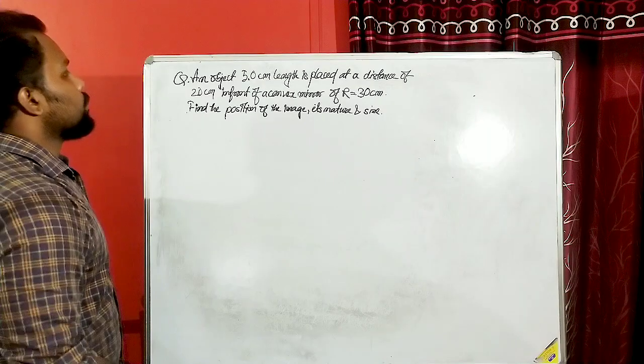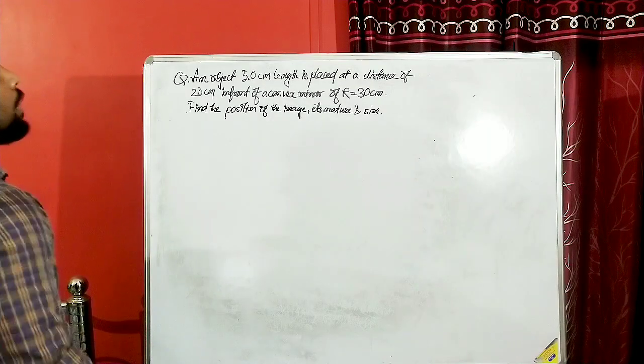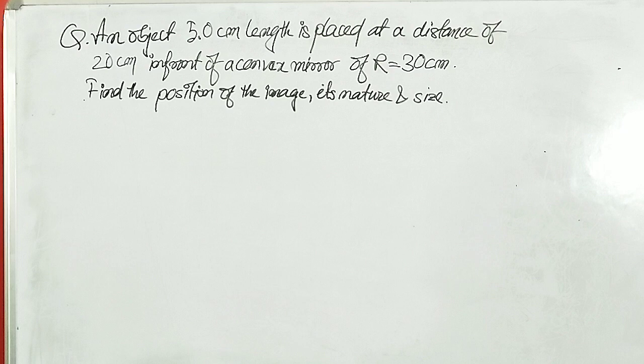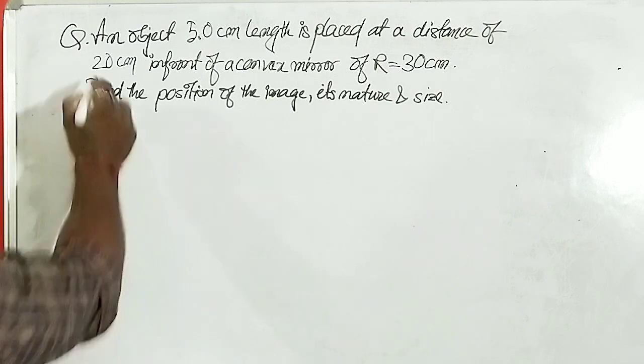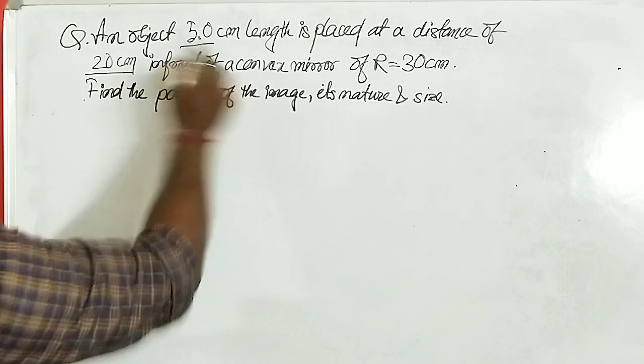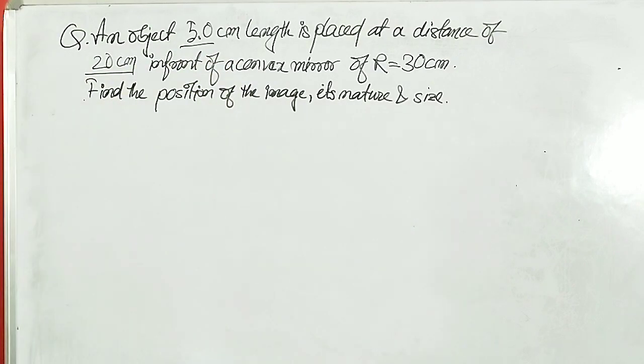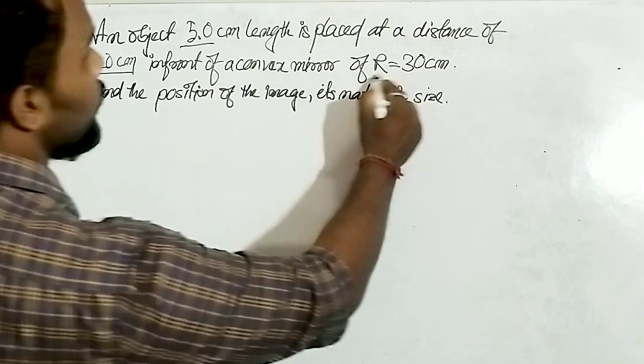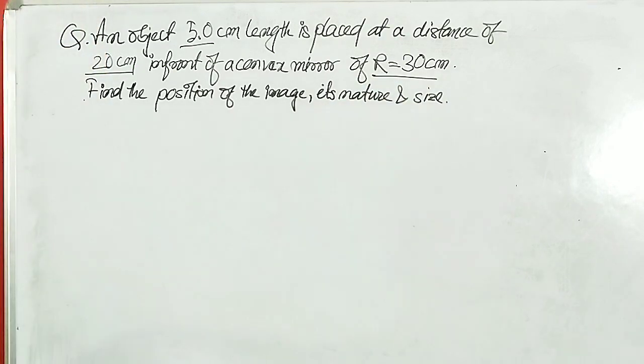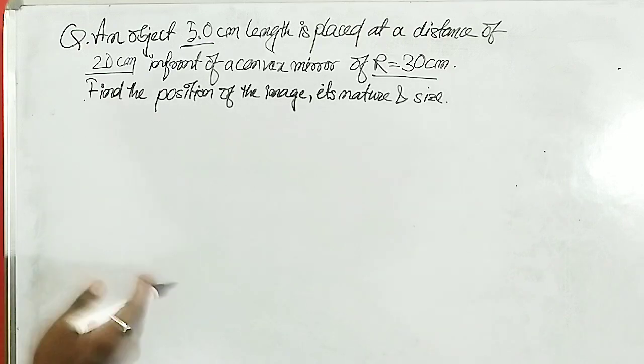This is our next question. What is this question saying? That an object 5 cm in length is placed at a distance of 20 cm, right? You have got two values, in front of a convex mirror of R, that means radius of curvature. We have got another value, 30 cm. Now what do we have to find out? The position of the image, right? That means V, its nature and size. With the help of magnification formulas, we have to find the nature and size of the image.